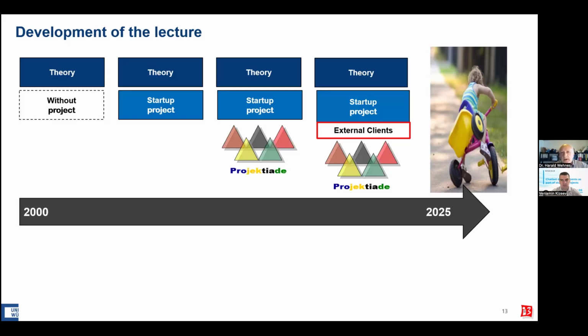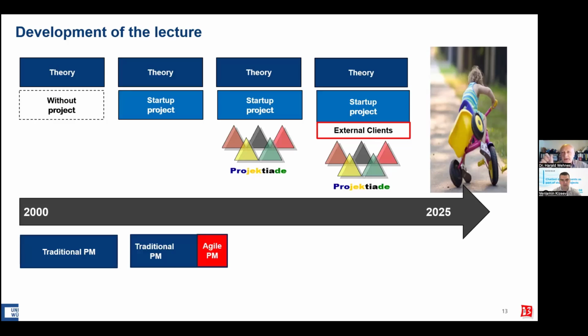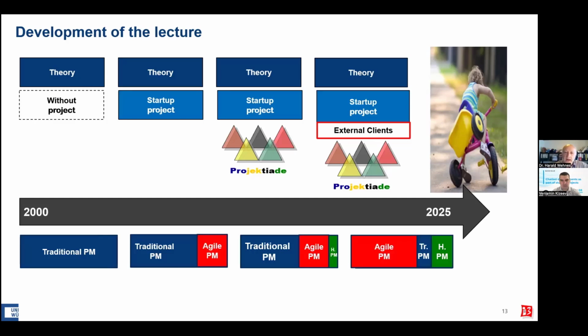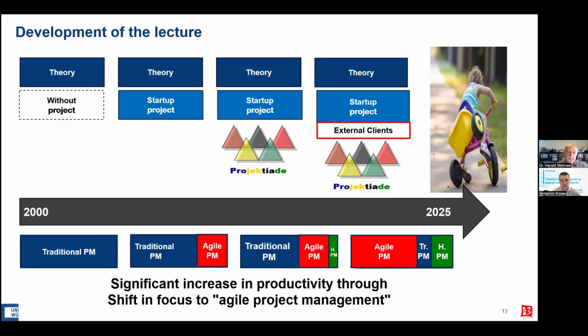I will give you some information later on the whole concept. And at the moment, I additionally apply AI in the course, especially for the student projects. Well, I started with traditional project management, then a little part of agile project management, and more agile. Agile project management is now dominant, but they also learn about traditional and hybrid project management. And I had a significant increase in productivity through this shift in focusing on agile project management.